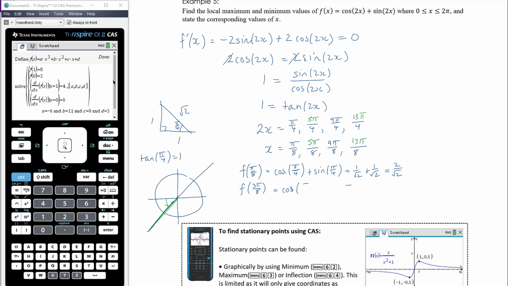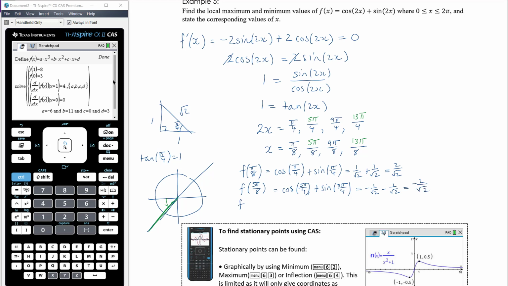Sorry, it's getting a bit squishy here. I'm trying to write small because I haven't left us enough space again. So when x is 5 pi on 8, back in our original function, we're now looking at f of 5 pi on 8. 2 times 5 pi on 8 is 10 pi on 8, or 5 pi on 4. So cos of 5 pi on 4 plus sine of 5 pi on 4. So 5 pi on 4 is round here in the third quadrant, where both cos and sine are negative. So that's negative 1 on root 2 minus 1 on root 2, and so that's minus 2 on root 2.